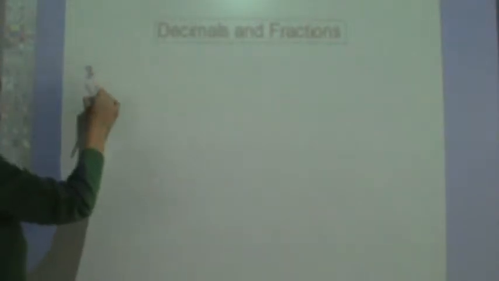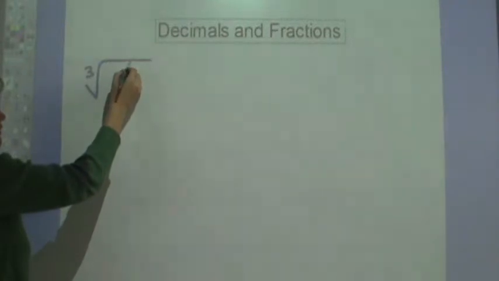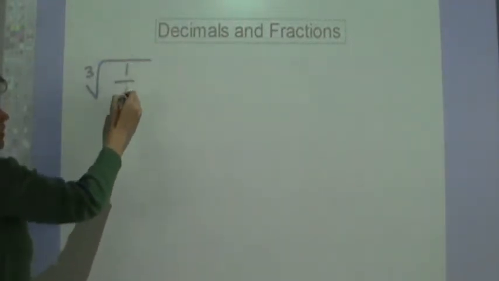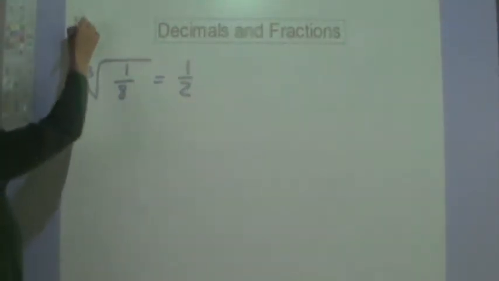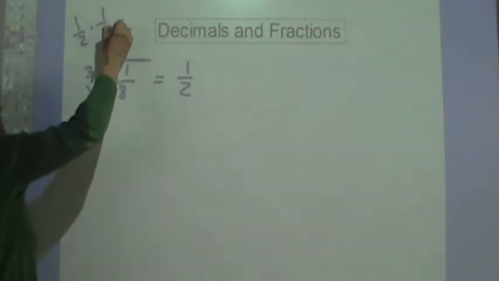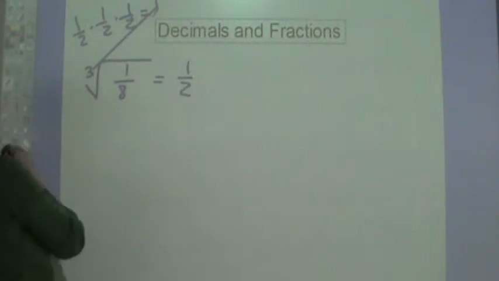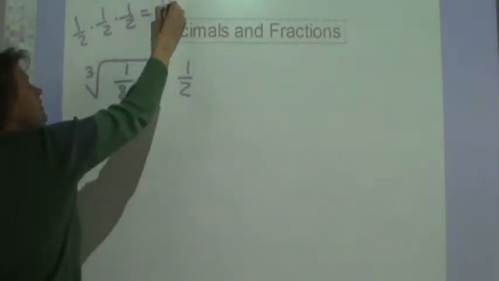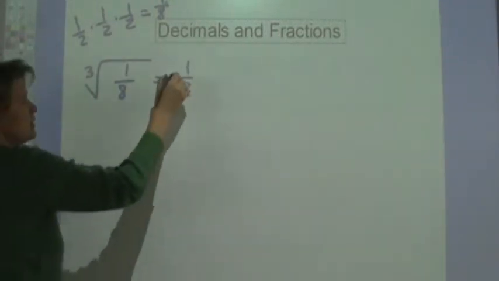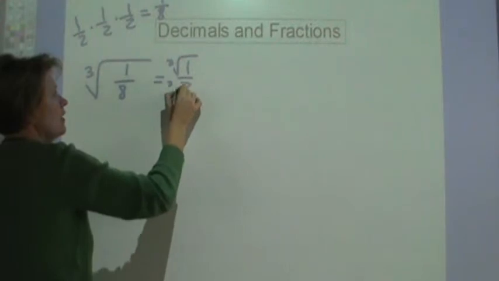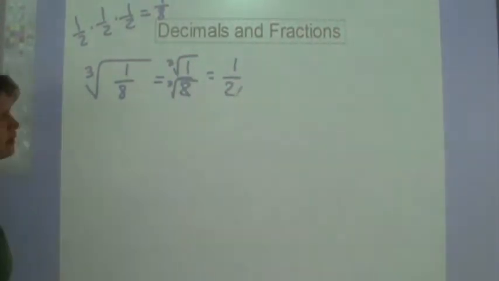Same thing as with the square roots, we can split it. So you can have the cube root of, I don't know, let's go 1/8, which is going to be a half. Couple ways to look at that. You can think of a half times a half times a half. 1 times 1 times 1 is 1. 2 times 2 times 2 is 8. Or you could think of it as the cube root of 1 over the cube root of 8. Well, the cube root of 1 is 1 and the cube root of 8 is 2. That's another way to look at it.